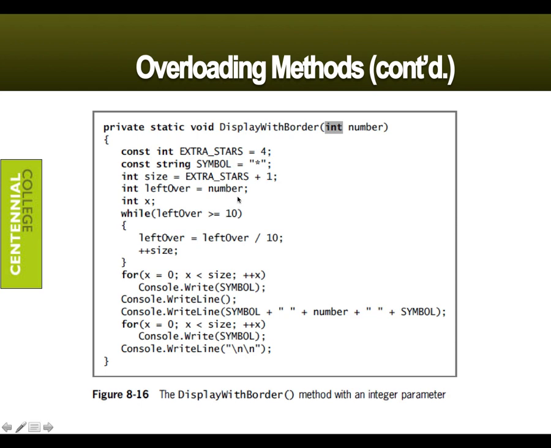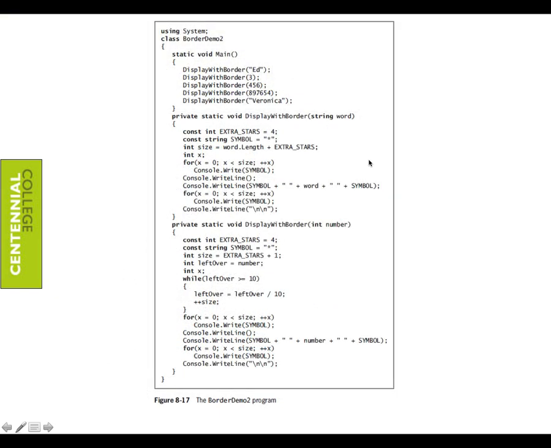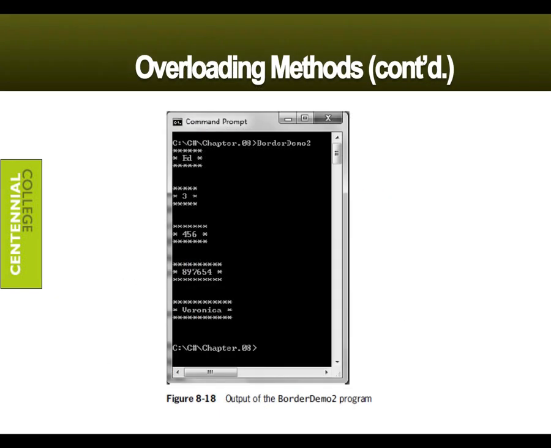So it's going to console.write a bunch of symbols. And then it's going to go to the next line, and it's going to write the symbol, which is a star, plus a space, plus the number that I give it, plus another space, plus the symbol. And the number is a numeric value. And of course, the output looks like this. Hold on. 3, 4, 5, 6, 8, 9, 7. And so it measures the length of the number. That's what it's doing.